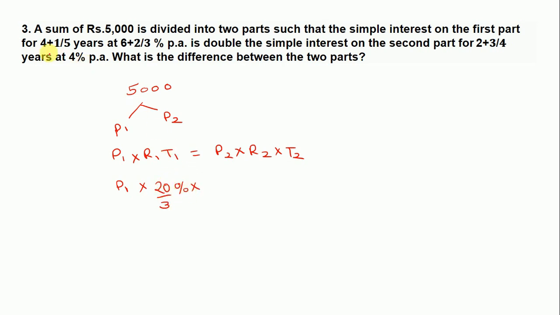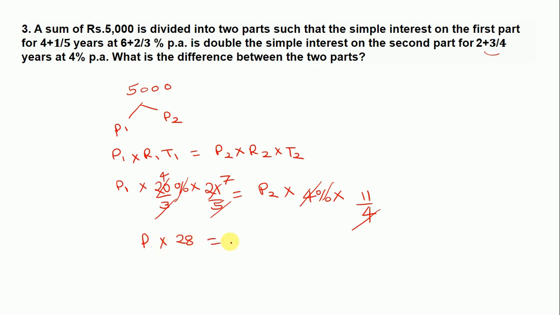Now time duration is 4 plus 1/5. So 5 into 4 is equal to 20 plus 1, 21/5 is equal to P2 into R2. R2 here is 4%, and time is 2 plus 3/4. We can write it as 4 into 2 is equal to 8 plus 3, 11/4. So just cancel percent by percent, 4/4, 3 into 7 is equal to 21, 5, 4 times 20. So it will come out as P1 into 28 is equal to P2 into 11.